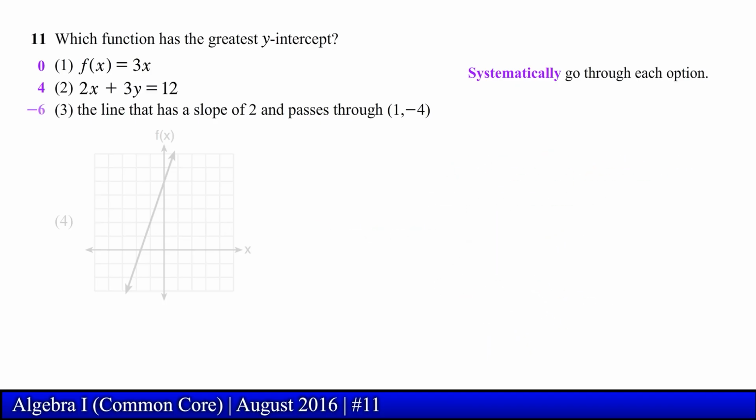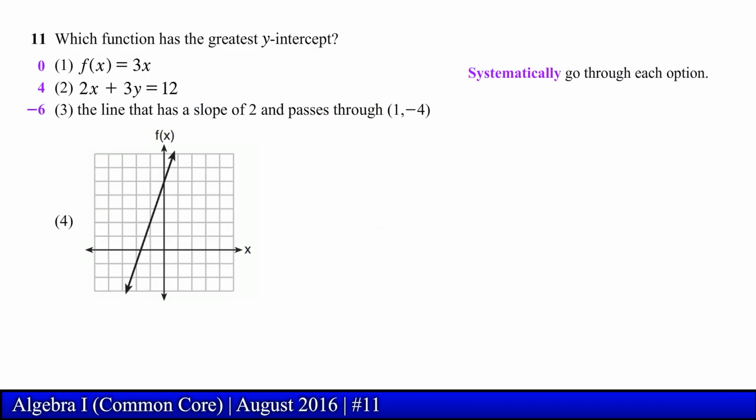Lastly, we need to find the y-intercept of option 4. Here, we're given a graphical form of the equation of a line. We can quickly determine the y-intercept by locating the point where the function crosses the y-axis, or in this case, f of x. Locating the point, we see that this occurs at the point 0, 5. So the y-intercept is equal to positive 5.